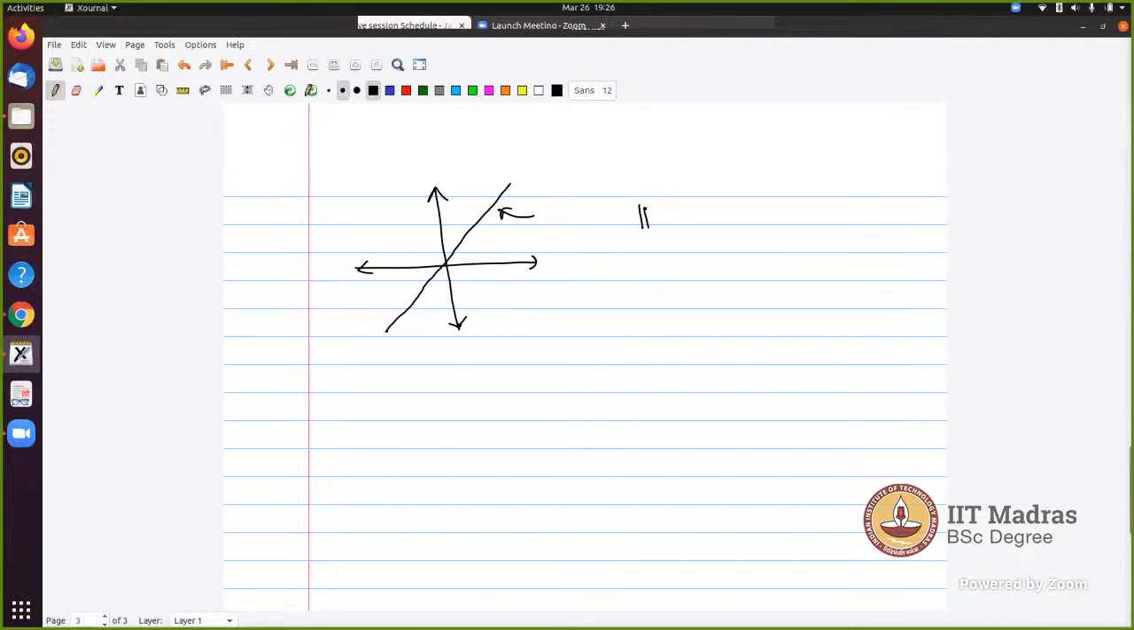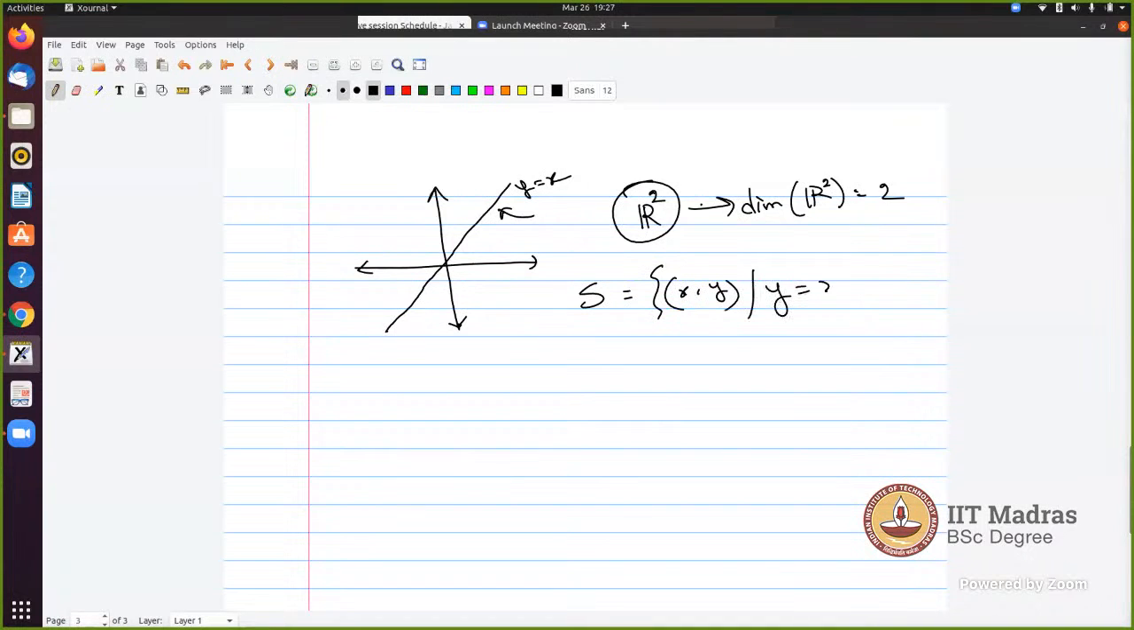So suppose we start with R2. This has dimension 2. This part is at least clear, right? Now suppose I am taking this set. If I am writing this straight line, suppose this is the y equal to x line. So I am saying the set of (x, y) such that y equal to x.